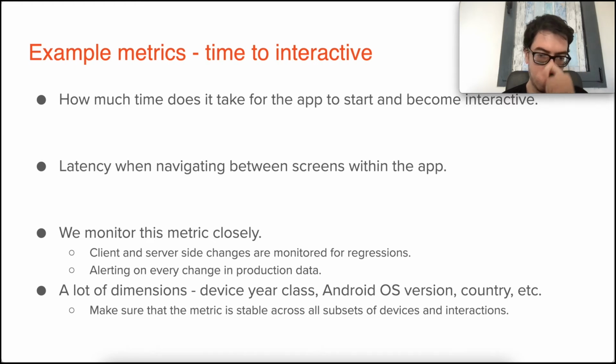We look at every one of our performance metrics across a variety of different dimensions, for example, device year class, Android OS version, country, and otherwise. We want to make sure that there's no regression in any specific subset of devices. For example, we want to make sure that there's no one specific Android OS version that is suddenly slower in the time to interactive metric, or any specific country, or otherwise.